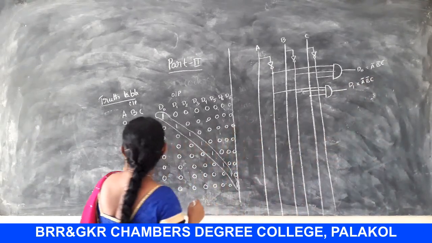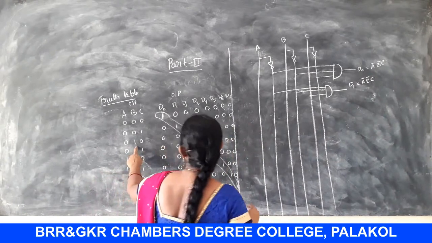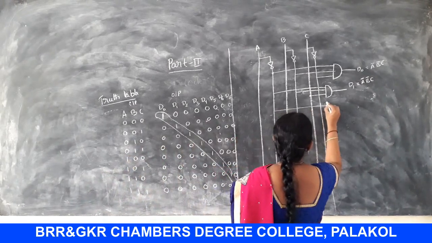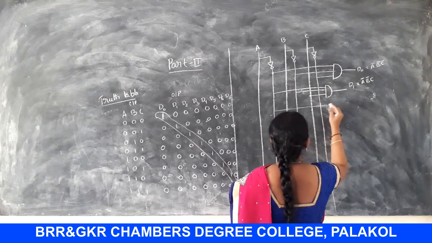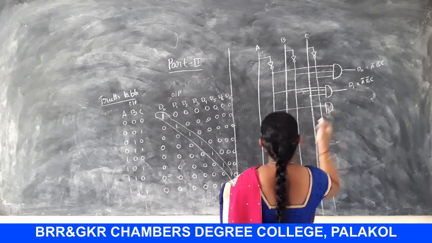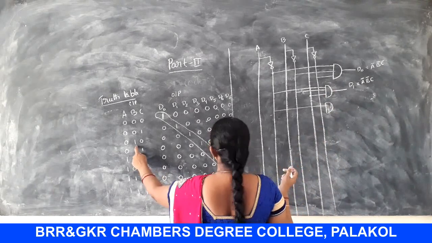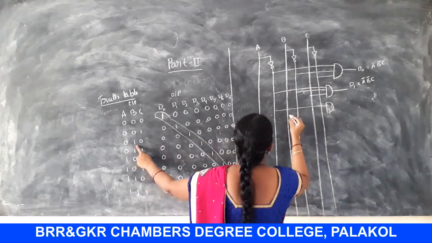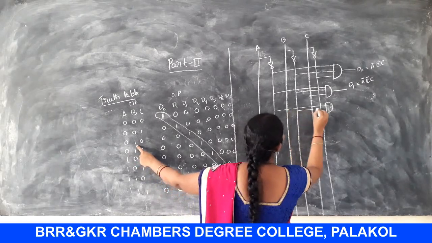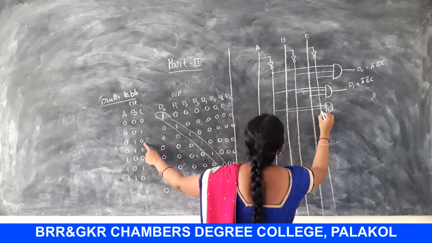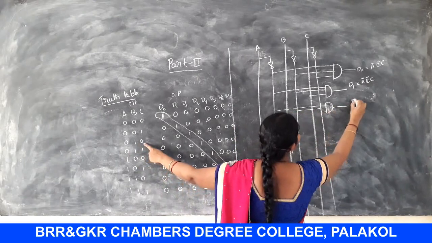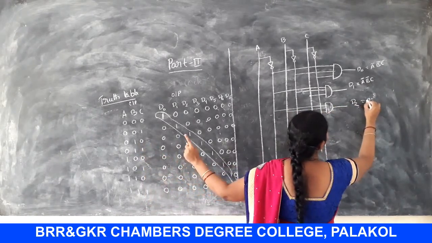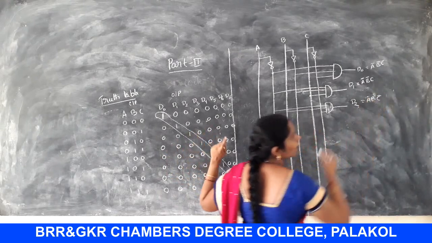So here D1 is equal to A bar, B bar, C. Okay. So next one is D2. So D2 is A bar, B, and the next one is C bar. So here this is the D2. So D2 is nothing but A bar B C bar.